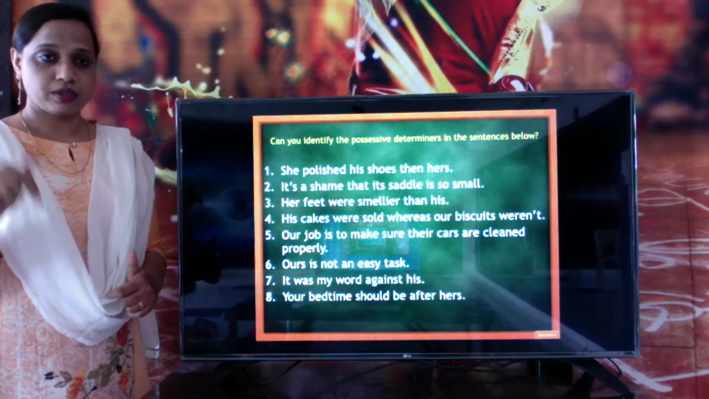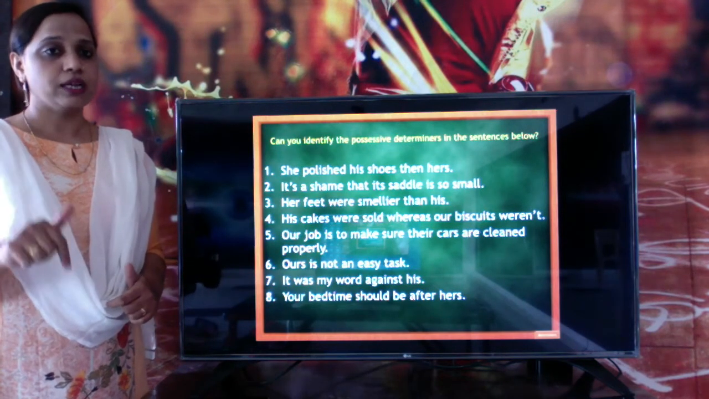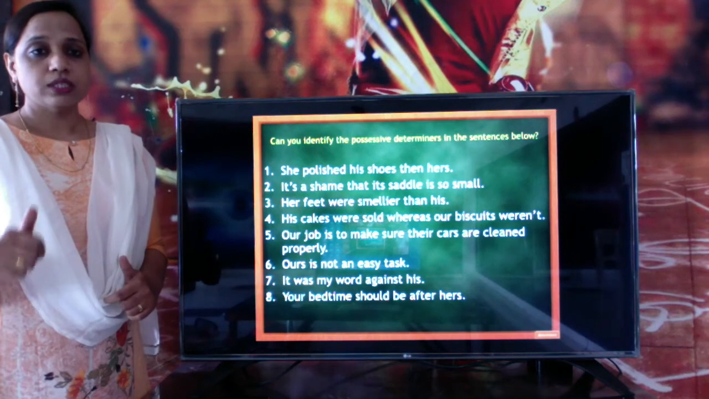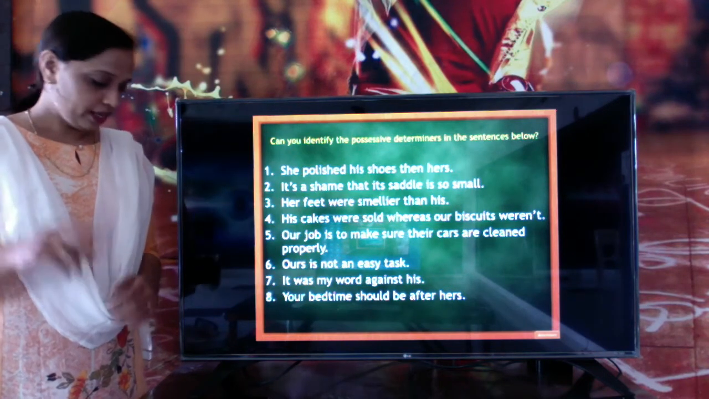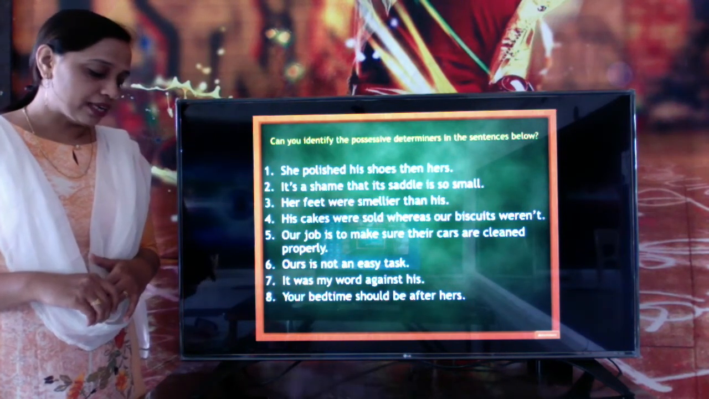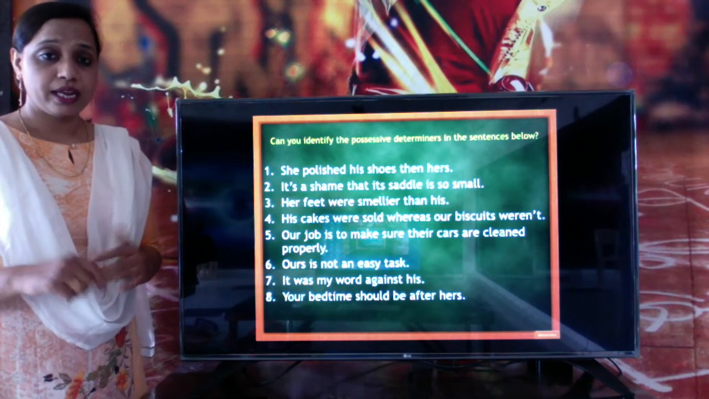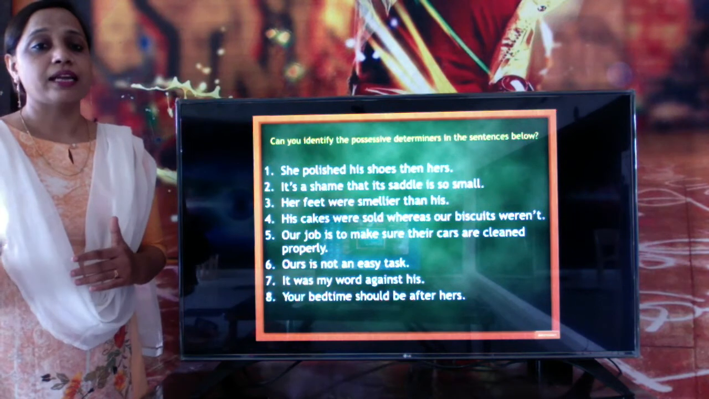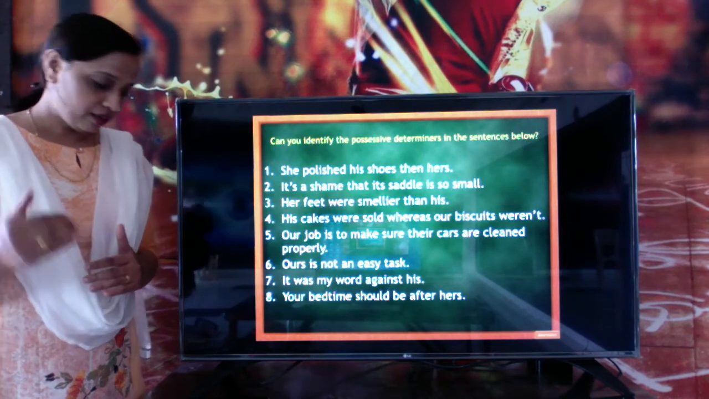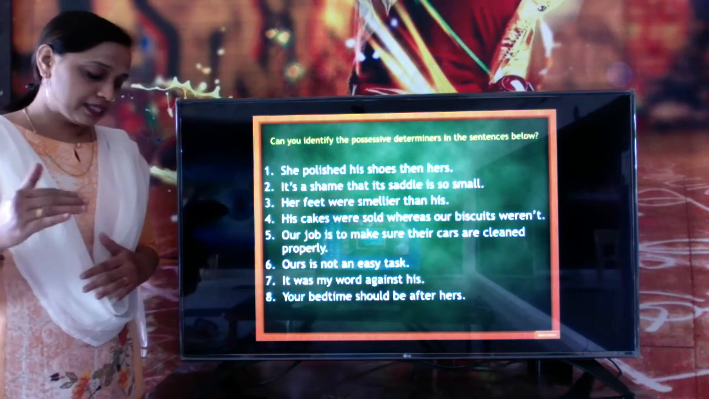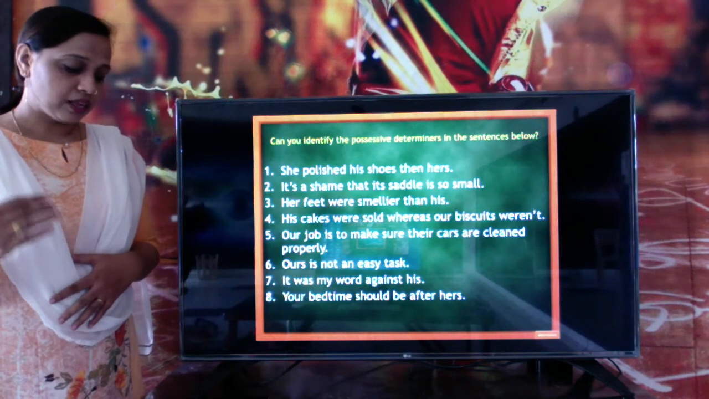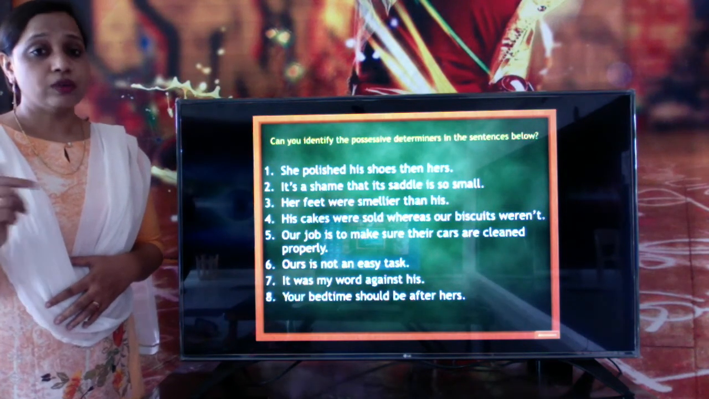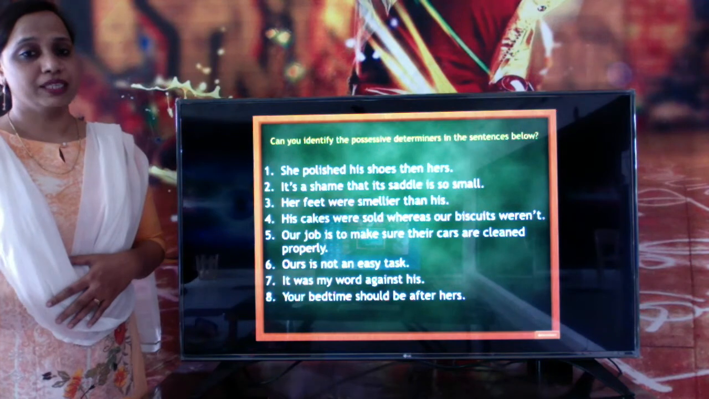Because his is a possessive word and after that, shoes is a noun. So, his shoes is a possessive determiner. Next, it is shameful that its saddle is so small. Its saddle. Her feet were smellier than his. So, her feet. Okay? His cakes were sold, whereas our biscuits were not. So, his cakes and our biscuits.